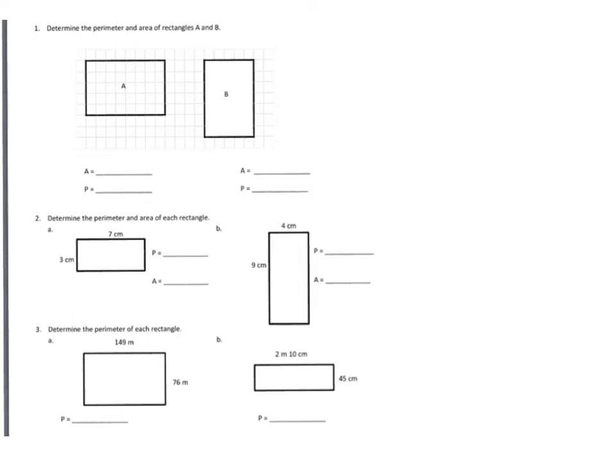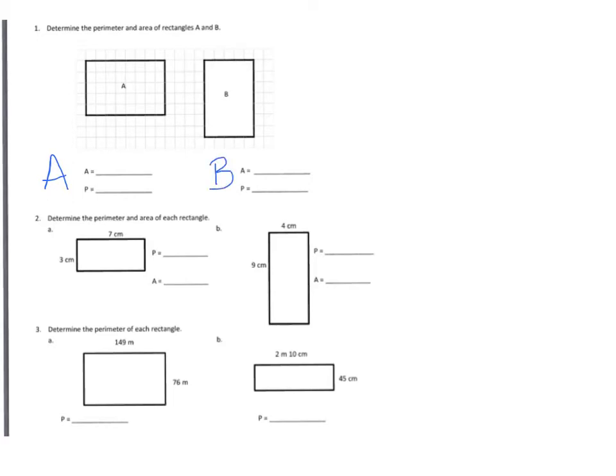Tonight's homework is going to be dealing with area and perimeter. We're going to do a little bit of review from today's lessons, and I'll be working a problem, you'll be working another. So let's start with number one. Number one has you looking for the perimeter and area of rectangles A and B. We'll put A on those two lines, and we'll put B on these two lines.